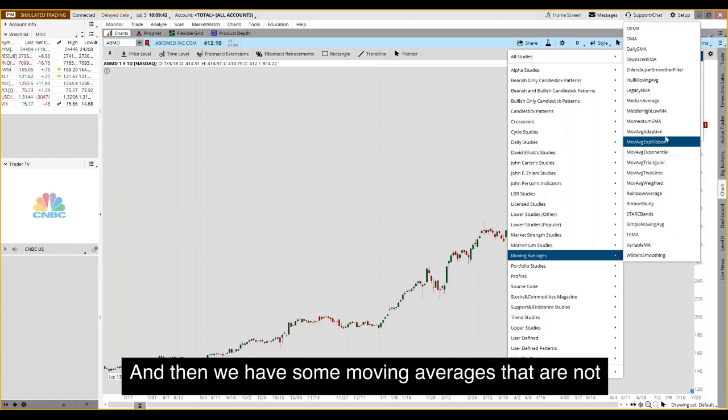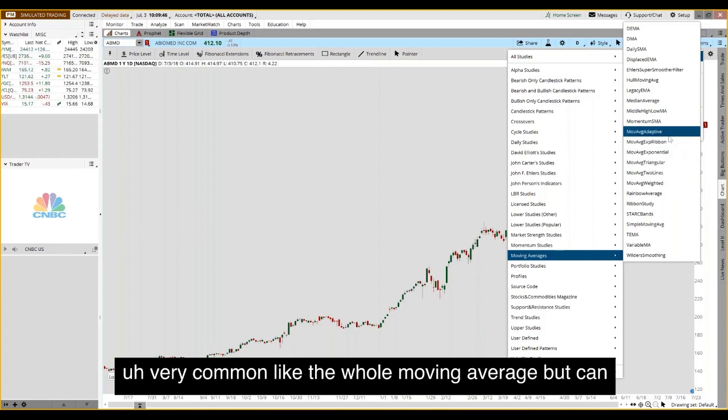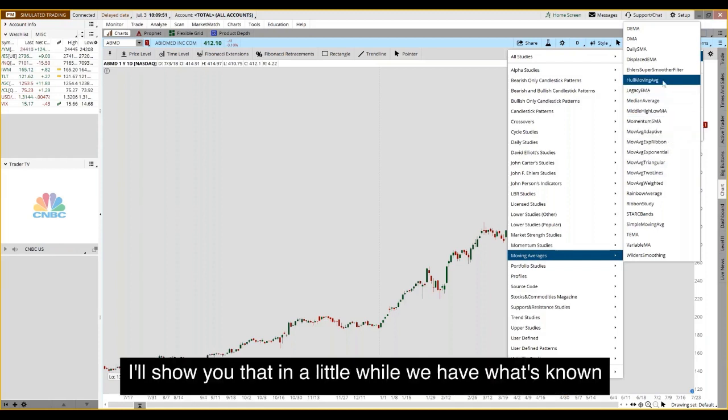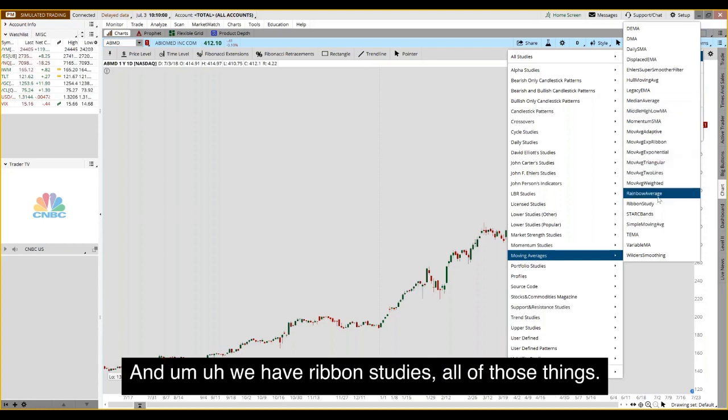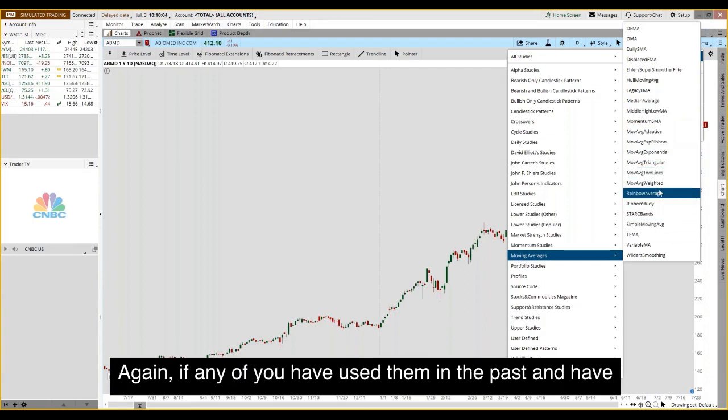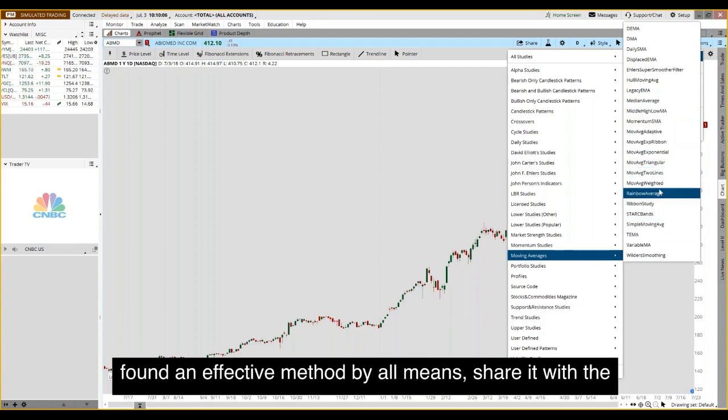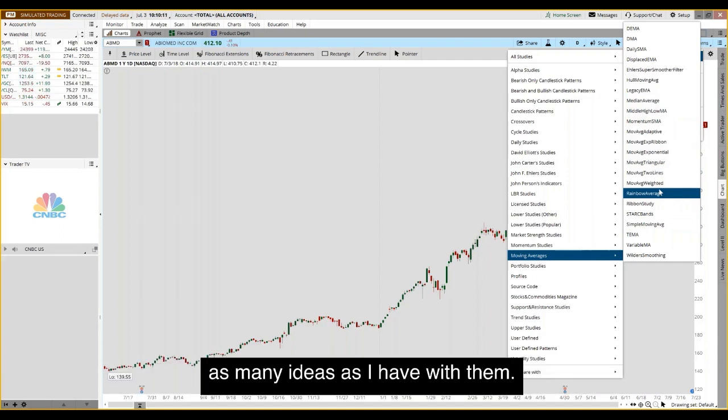And then we have some moving averages that are not very common, like the Hull moving average, but can be very effective. I'll show you that in a little while. We have what's known as a displaced EMA or moving average, and we have ribbon studies. All of those things, again, if any of you have used them in the past and have found an effective method, by all means, share it with the group. I'll do my best to share as many ideas as I have with them.